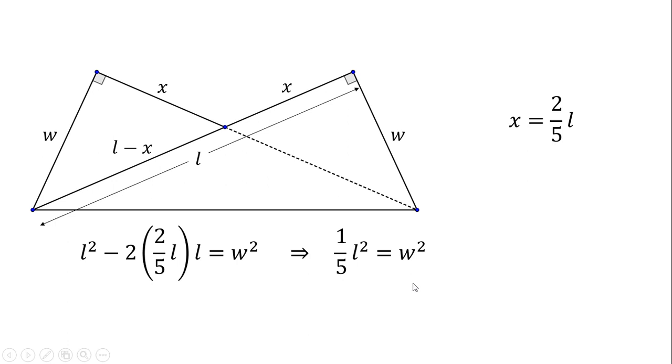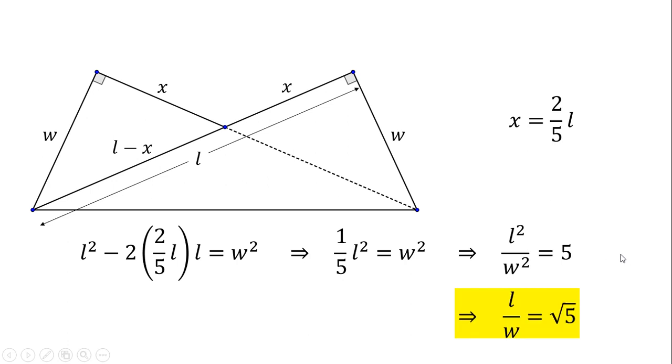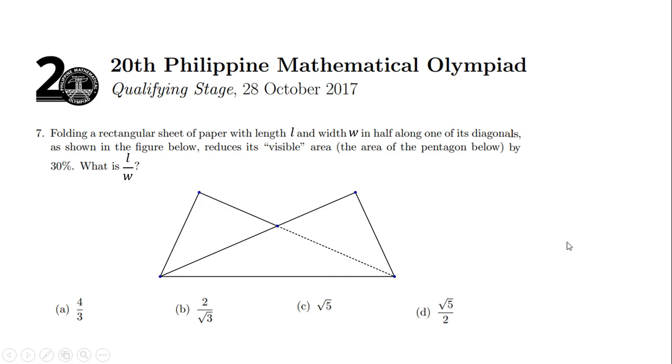Now let us multiply both sides by 5 and then divide both sides by W squared to get L squared over W squared equals 5. And finally, we can just get the square root of both sides to obtain L over W equals the square root of 5. And so, the final answer is answer choice C.